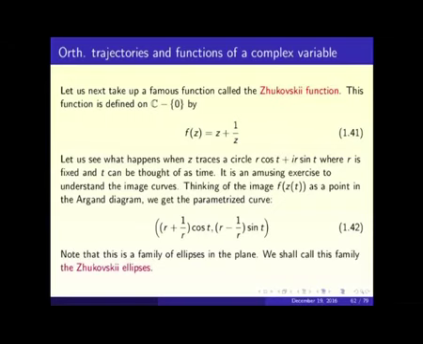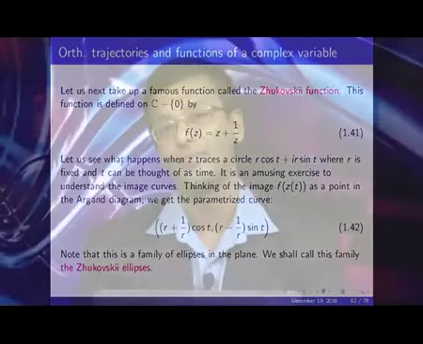What is the relationship between the semi-major axis, the semi-minor axis, and the eccentricity? b squared equals a squared into 1 minus e squared. So you can compute the eccentricity of the ellipse. What are the foci of this ellipse? So what are the foci of an ellipse? It is (ae, 0) and (minus ae, 0).